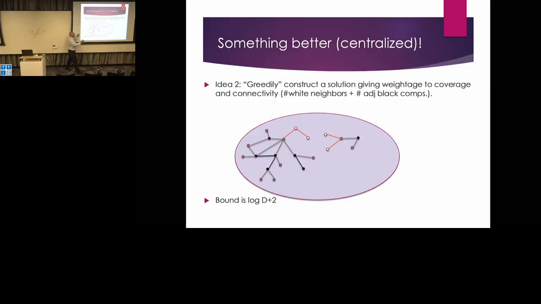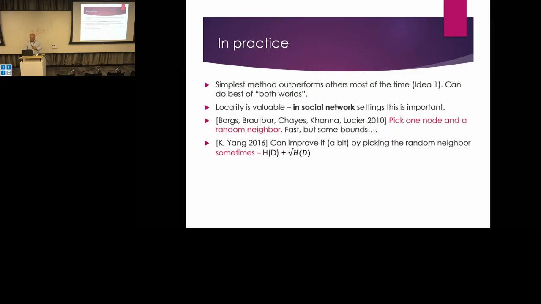So now things are happening all over the graph simultaneously. You're just greedily adding nodes based on the value function, which is the number of white neighbors plus the number of adjacent black components. And for this algorithm, we can prove the bound is log d plus 2. So now it's a centralized algorithm. It's not local anymore. And that was the state of affairs till a decade ago.